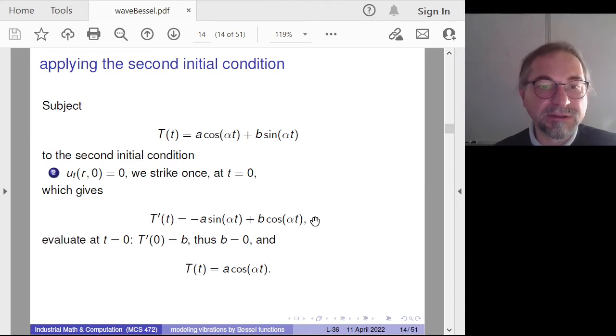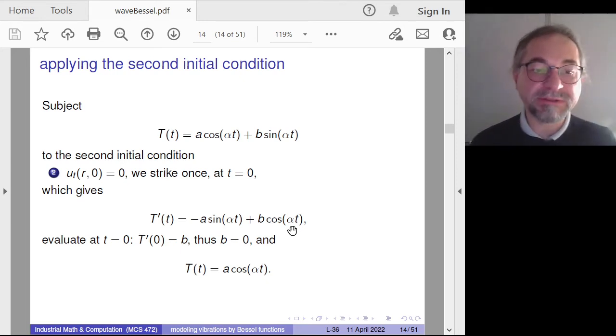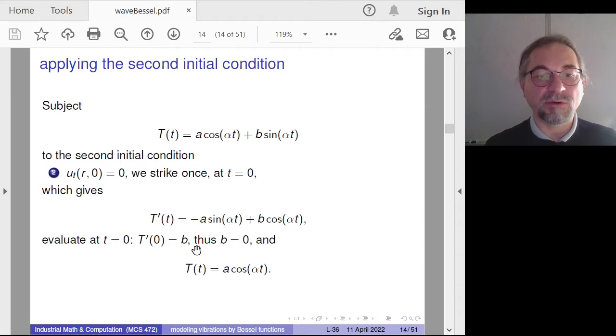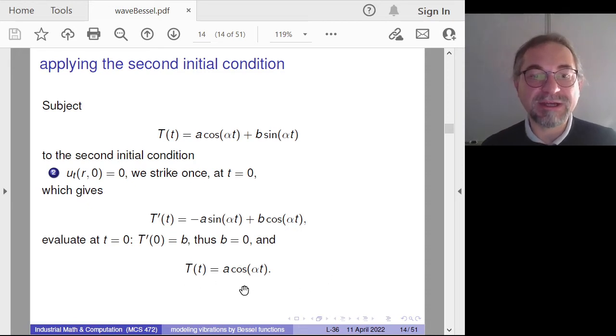We can still simplify. We had one of our initial conditions, so we strike only once. The derivative with respect to time is 0 at t equals 0. So we take the derivative with respect to time and we plug in t equals 0. Note that we do this in this order, not the other way around. When we plug in t equals 0 in the derivative, the sine at 0 is 0. The cosine at 0 is 1. So we must have that the derivative at 0 is 0, thus b equals 0. So our function in time becomes very simple. It's just a cosine with a frequency containing the alpha and then a constant a.